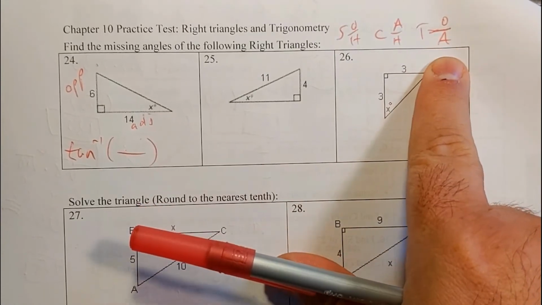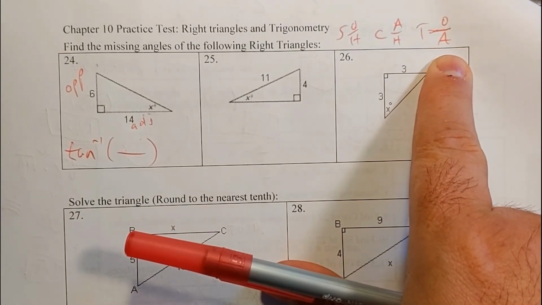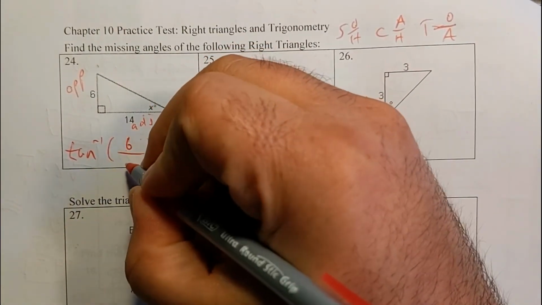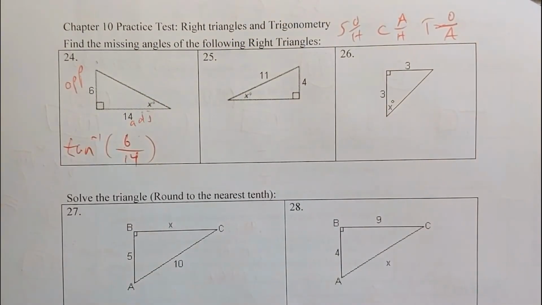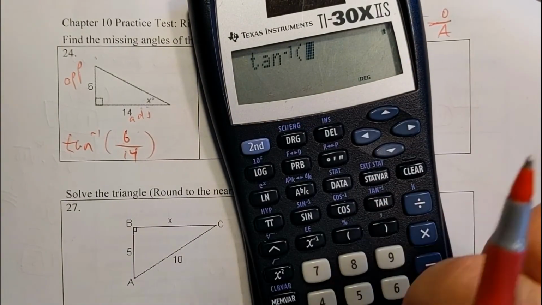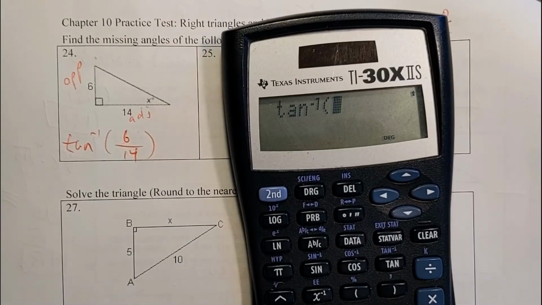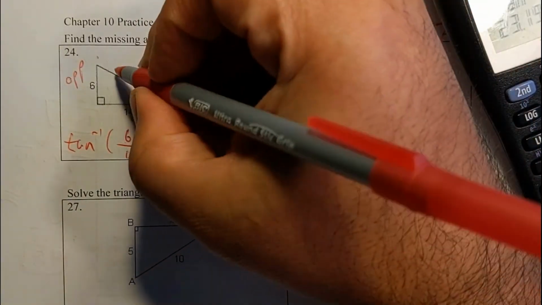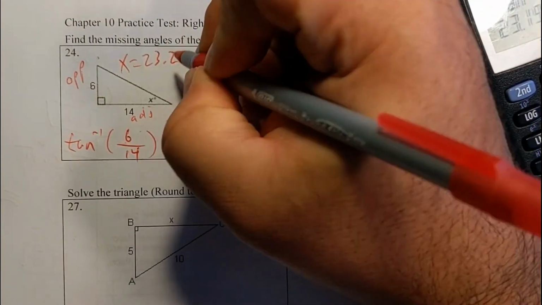I'm still going to use this to tell me which one goes on top and which one goes on the bottom. So right here, my opposite is supposed to go on top, adjacent goes down to the bottom. Then I put it in my calculator and I go second tangent to get that inverse, that -1 exponent. 6 divided by 14, and then don't forget, close your parentheses on this thing. You get 23.2. So x is 23.2.